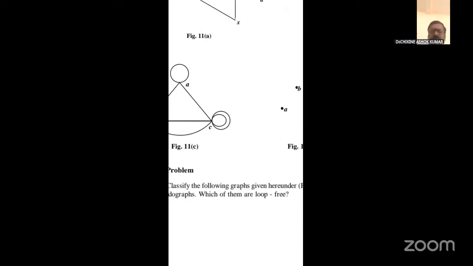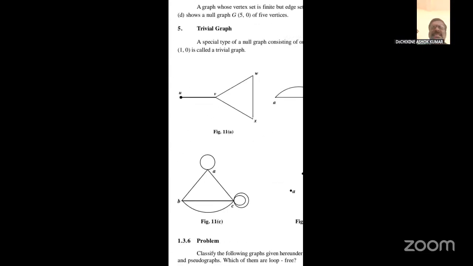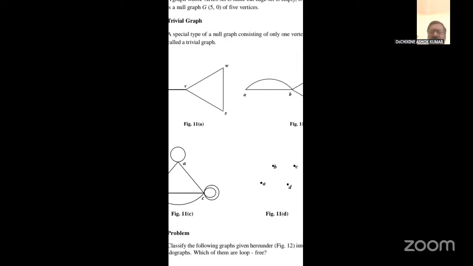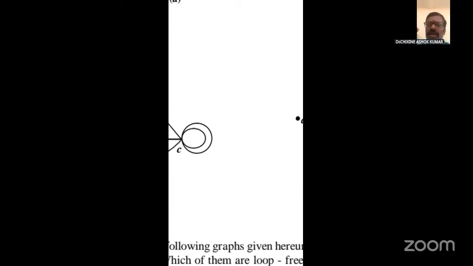Yes, trivial graph means simply it consists of only one single dot. Here, if you take one single dot in this figure, I'm taking only A. Is it clear? Only the figure is like this, A. In this entire board, I'm showing only A, that is, only vertex A.